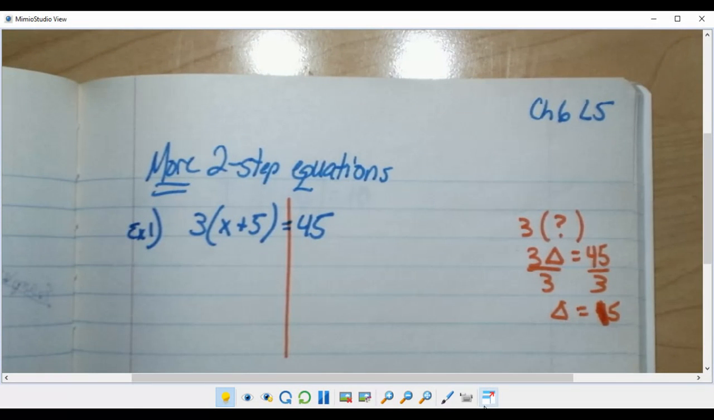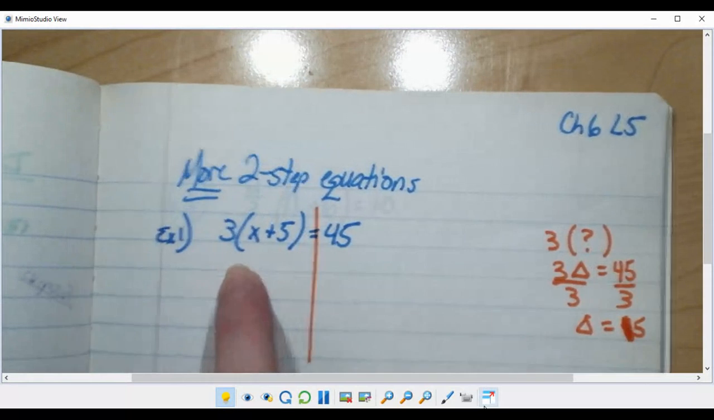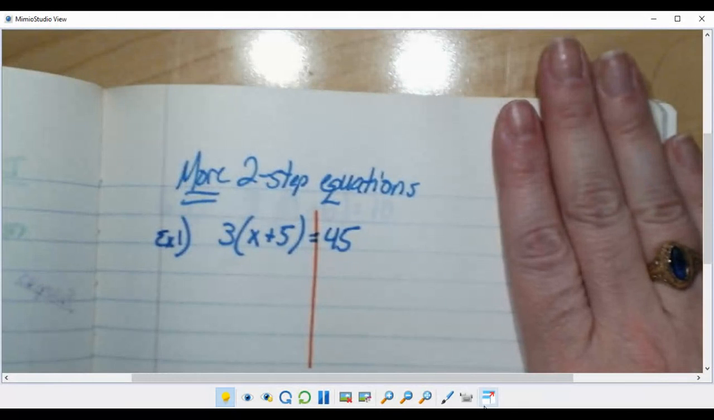Now, maybe that triangle was x plus 5. Maybe that triangle was x plus x plus x. We don't know. But I want you to kind of keep that in mind as I start to show you how to do these problems. Now, take that away for a second.